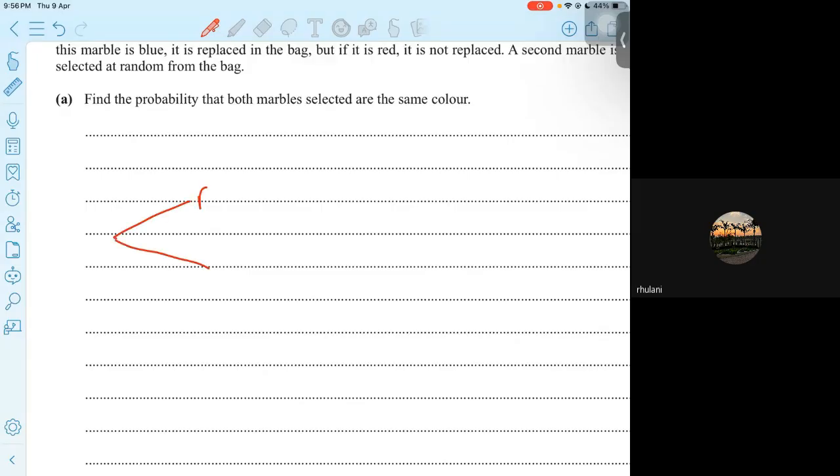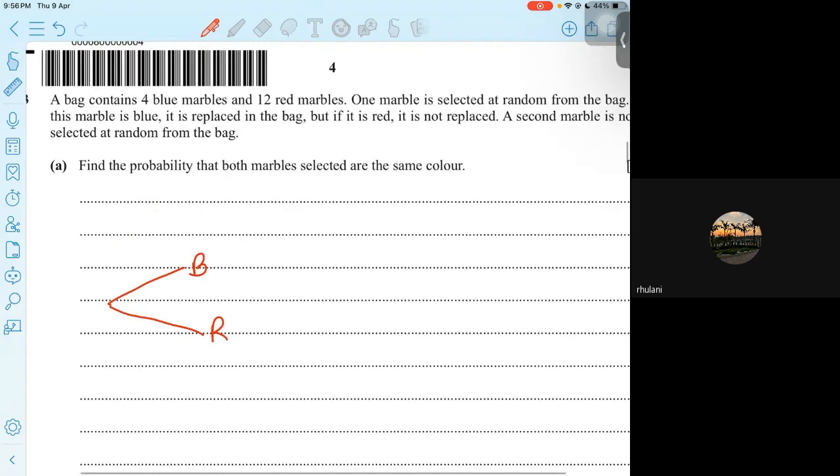So a blue marble here, a red marble here. For the blue marble, it's 4 over 16, so that's just 1 over 4. And for the red marble, it's 12 over 16, so that is 3 over 4. If it is a blue marble, we just keep it back.